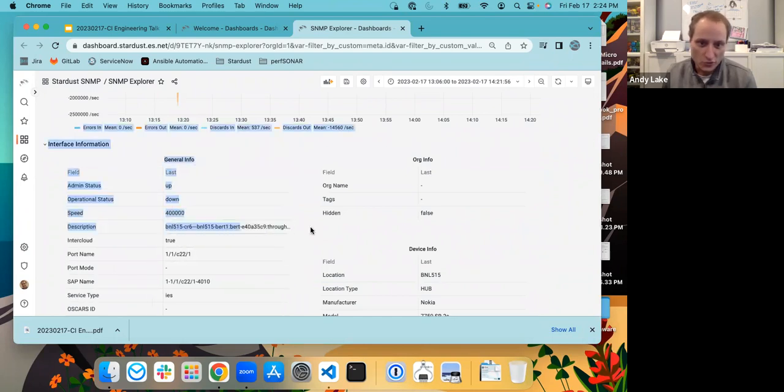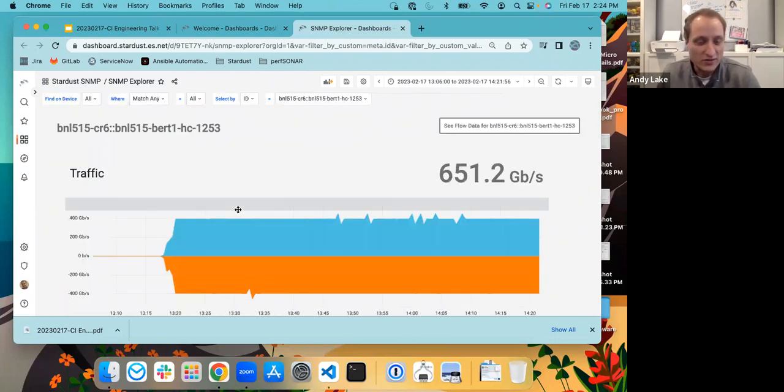Well, one of the first clues was looking at the interface description. It says BERT, right, which is basically a bit error rate tester. So it implies that there was a tester connected to this. So likely this was some type of acceptance testing.